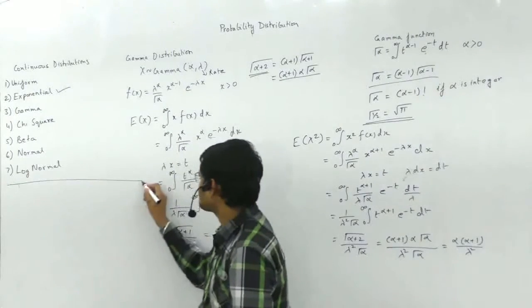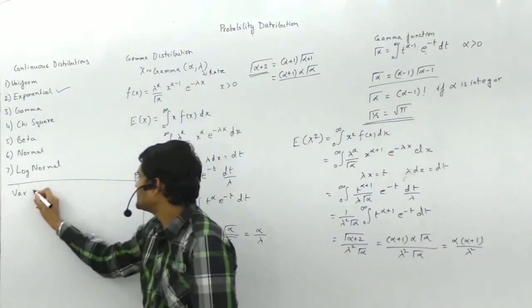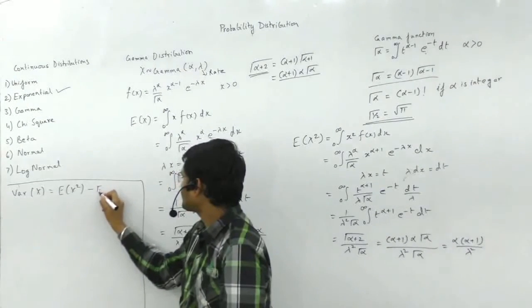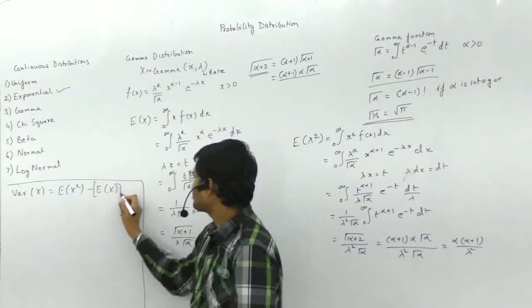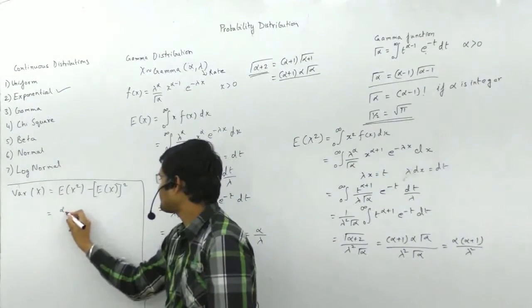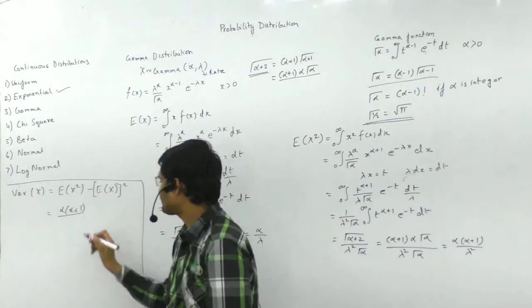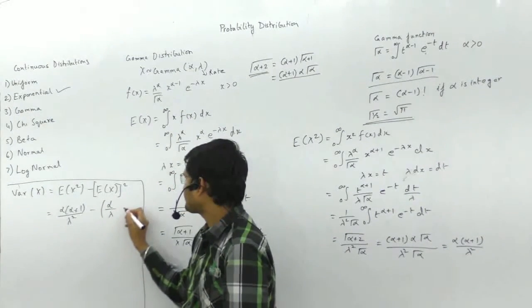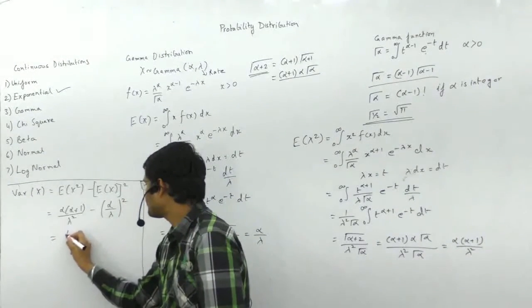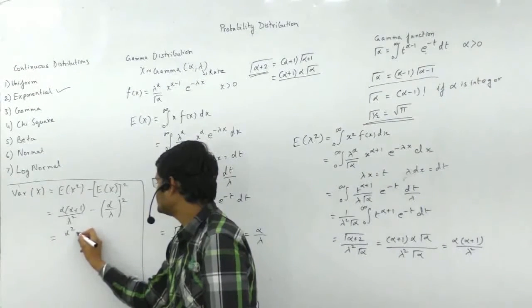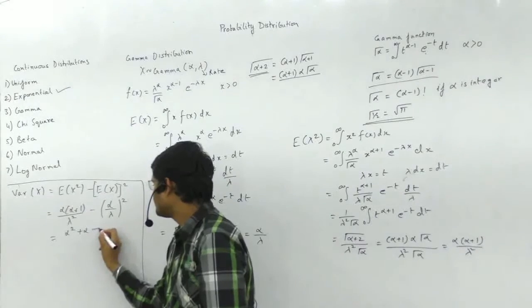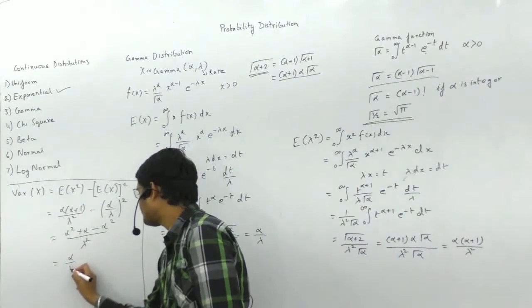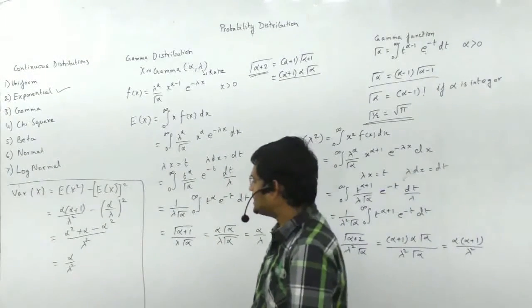Let's do variance here. So variance, we are getting variance as alpha by lambda square.